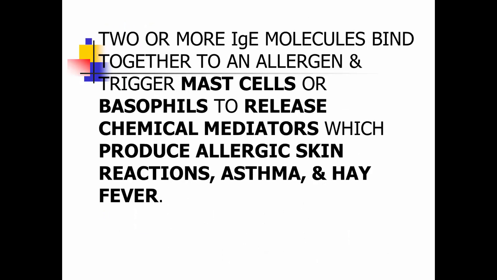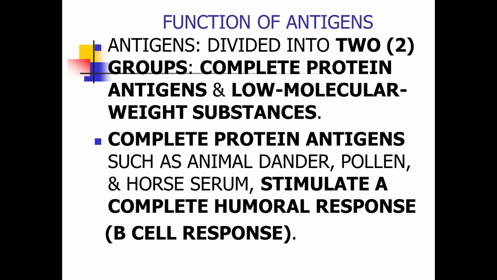So 2 or more IgE molecules can bind together to an allergen and trigger mast cells or basophils. These are also associated with allergies, to release those chemical mediators which produce allergic skin reactions, asthma, and hay fever. And the 2 components that are the major chemical mediators are histamine and heparin.